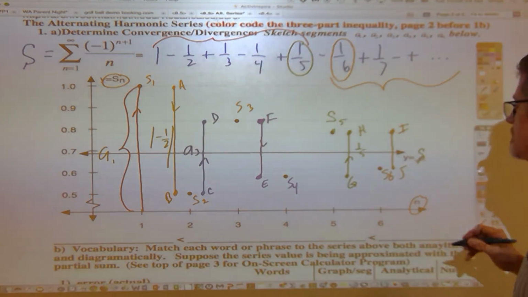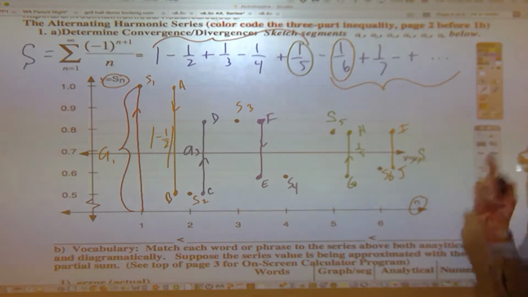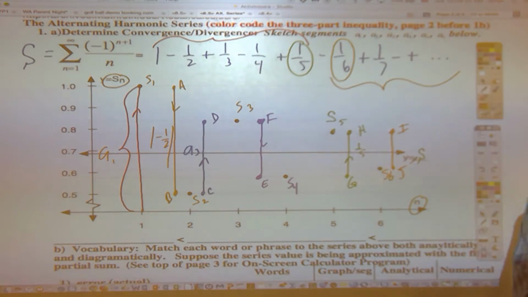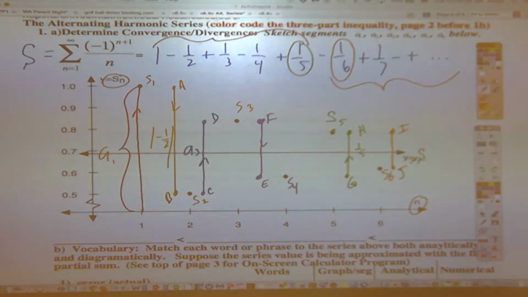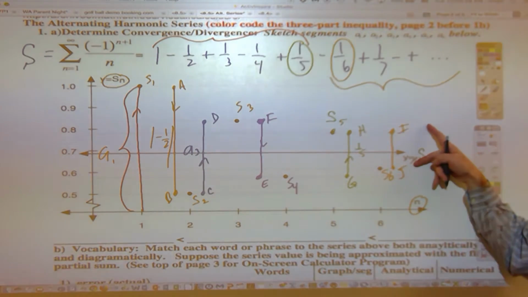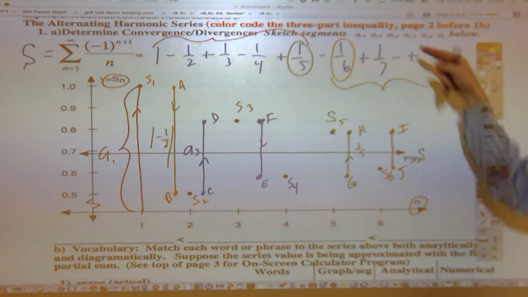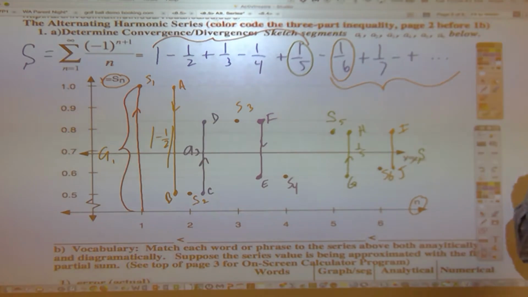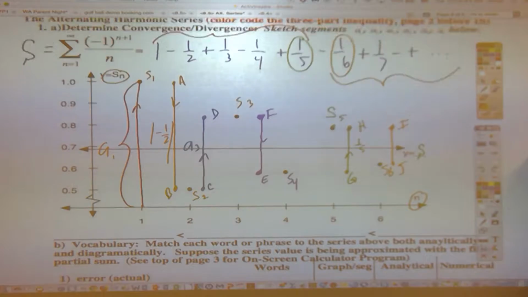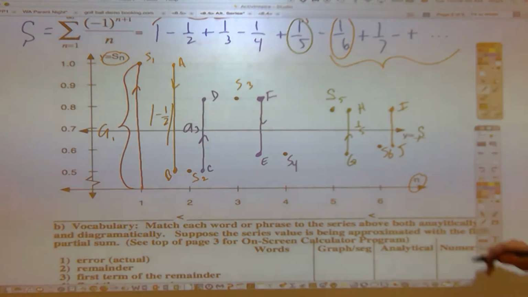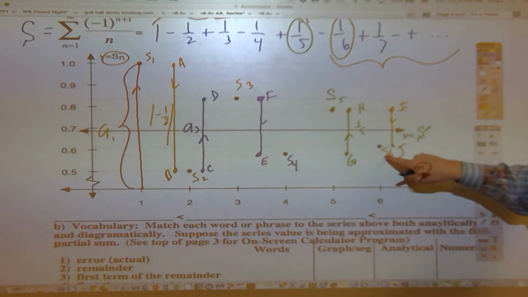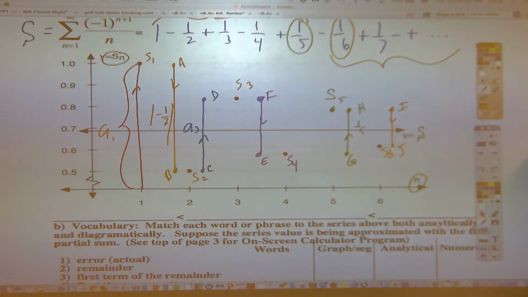E, F, G, H, I, J. So segment IJ has a length of what? Raise your hand if you're reasonably sure you know the length of segment IJ. Actually, I'm sure all of you do, so just call it out when I say class. What is the length of segment IJ? Class? 1/6. That's the length of the first throwaway term. So that takes us down to the sixth partial sum.